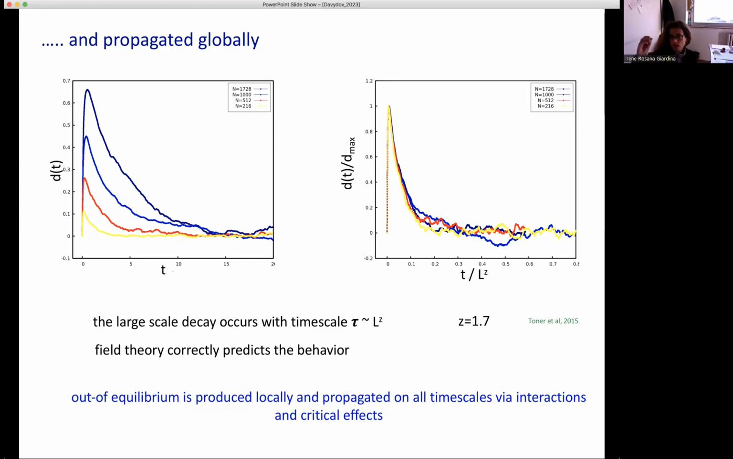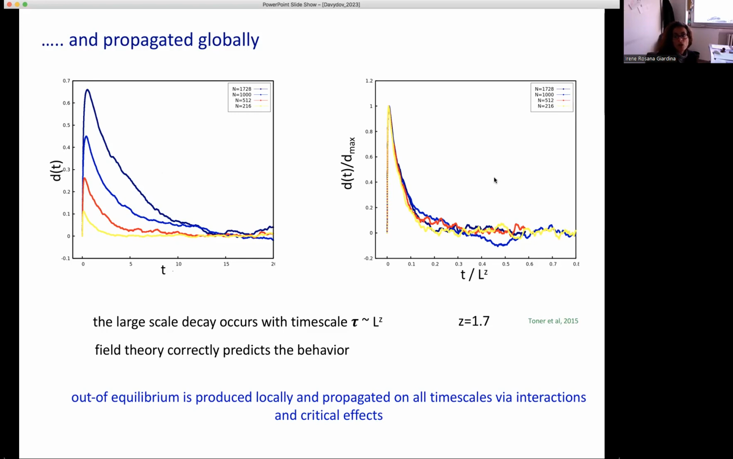And actually this interpretation is corroborated if we look at the behavior of D of T with the size of the system. So now what I do is that I place myself at TC and I increase the size of the system. The larger the size, the larger the violation. But then I can do something very simple. I can rescale by the height of the peak so that all these curves have the same y scale, okay?